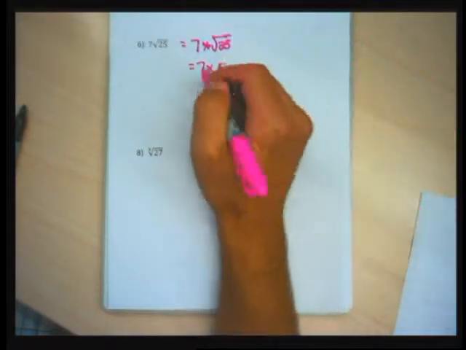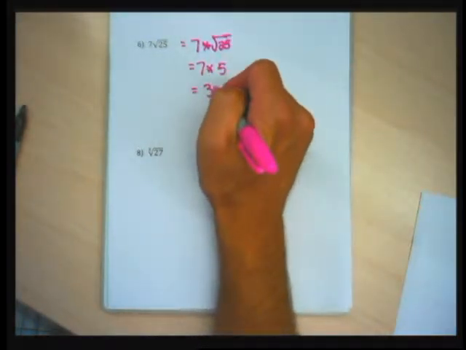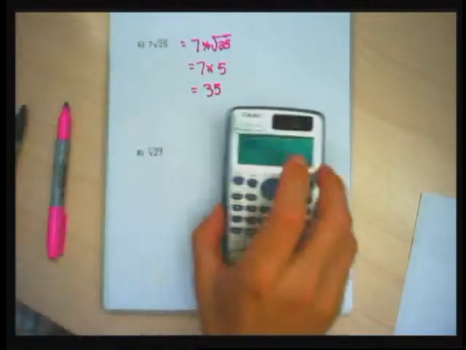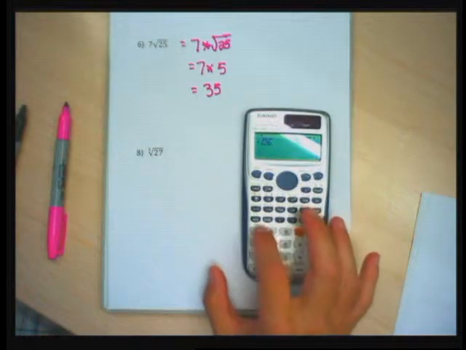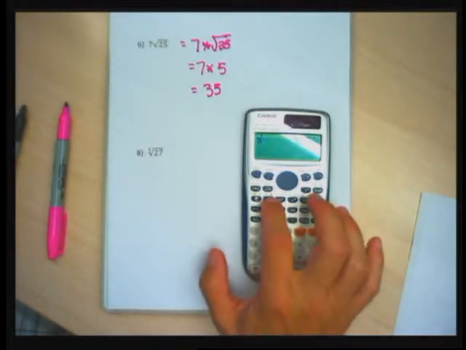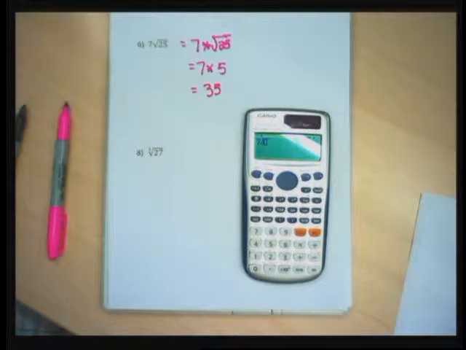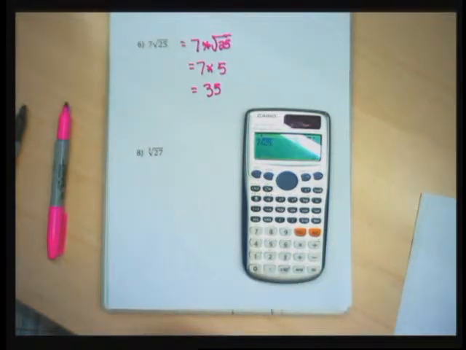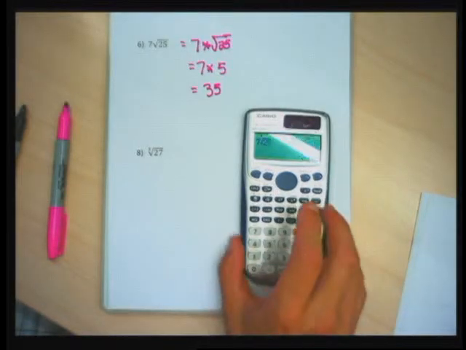The answer to that is 5. So the whole answer to problem 6 is 35. Again, I can do this on my calculator. It's not terribly hard. I type the number 7. I don't need a times symbol, because if I type a number and have a square root symbol next to it, the times is implied. If I do 7 times the square root of 25, my calculator tells me that's equal to 35.